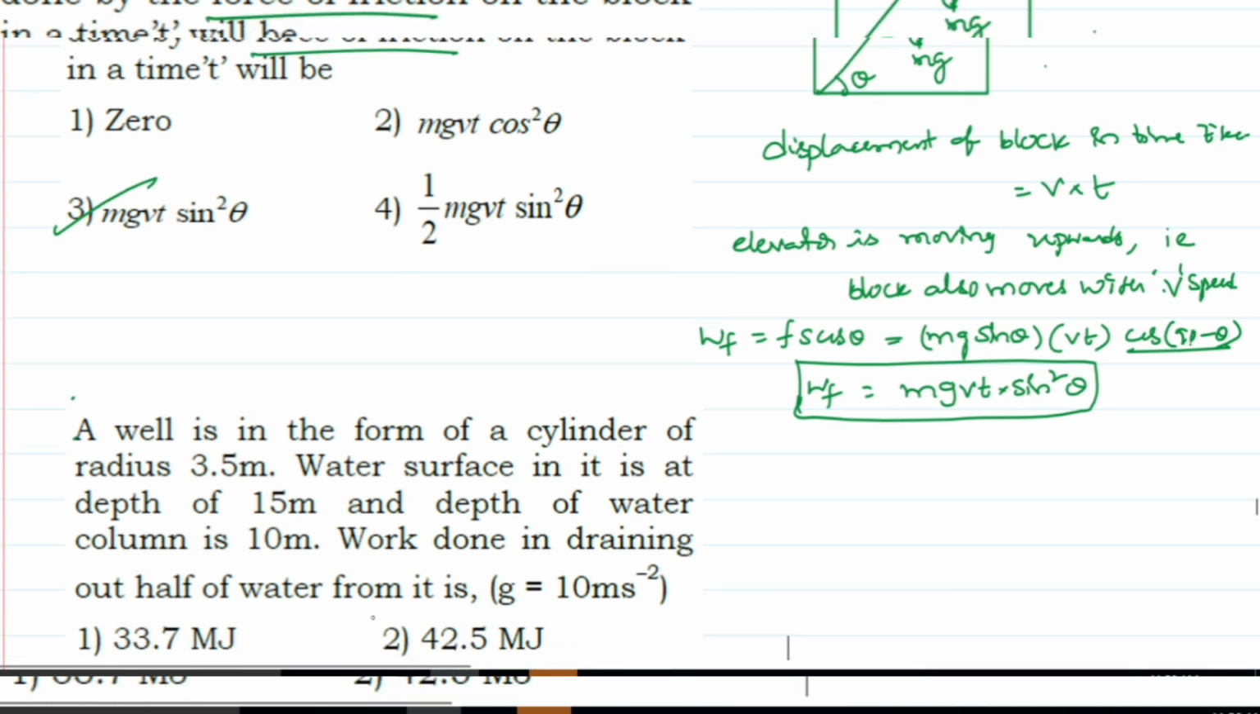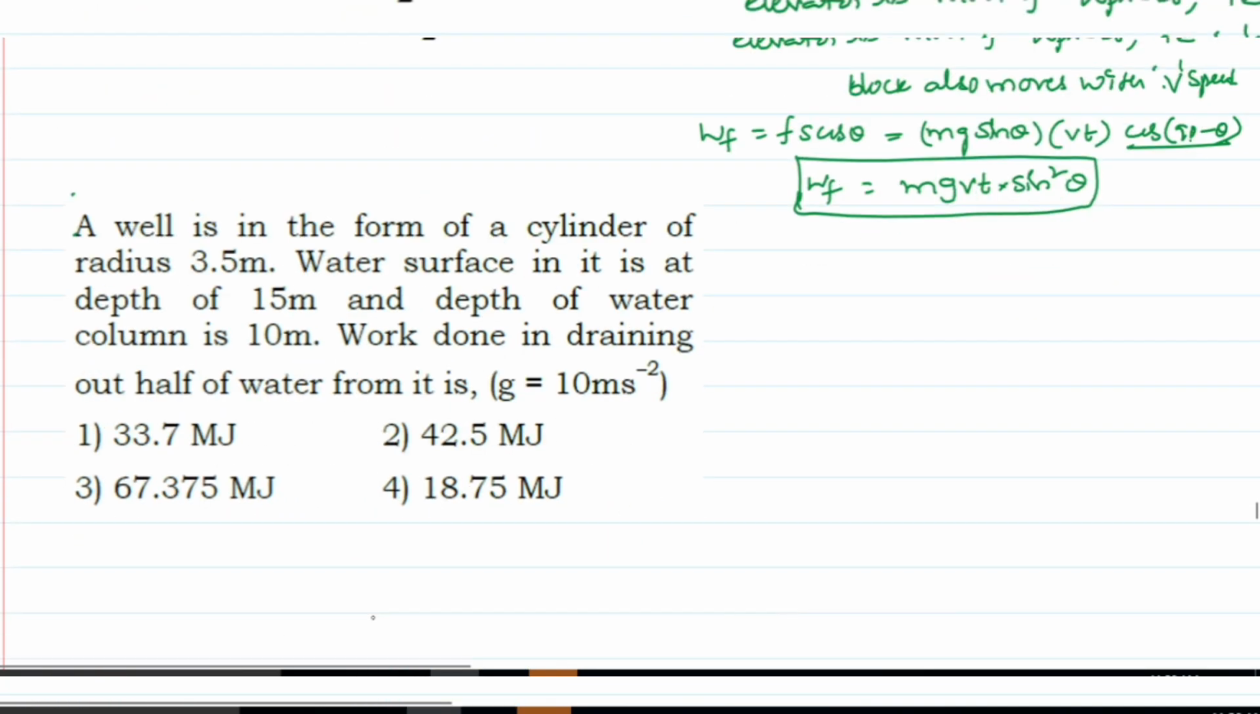Now let us see the next question. A well is in the form of a cylinder. The radius is given as 3.5 meters. The water surface in it is at a depth of 15 meters, and the depth of the water is 10 meters. Find the work done in draining out half of the water from it. Now here you are going to drain half of the water, so just look at the well that is given.